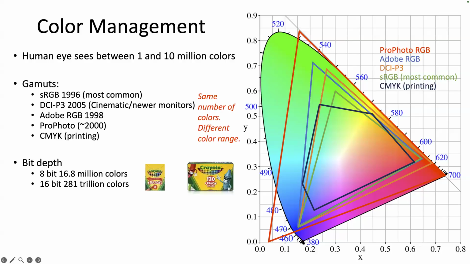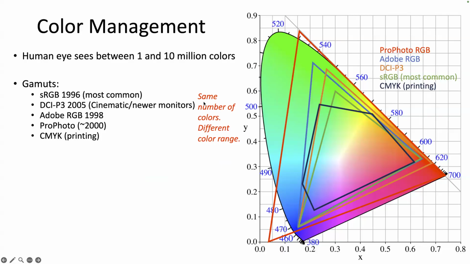So all these gamuts don't define the number of colors. They just define the size of the color space, right? The playground, not how much playground equipment's in it. So they're all different ranges, but the same number of colors, same availability of colors.